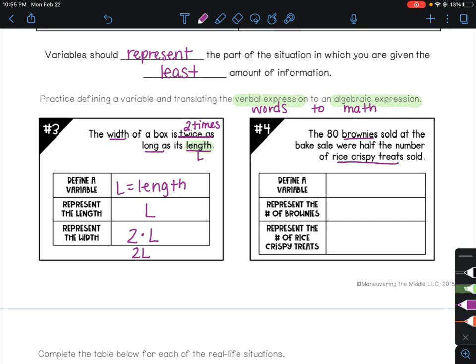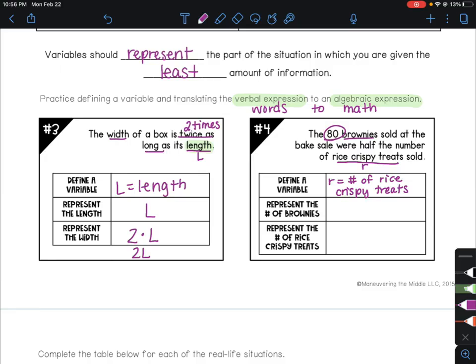Now we need to figure out which one of these two things that we're comparing we know the least about, because that's going to be our variable. So we know that there's 80 brownies. It literally tells us that there's 80 brownies. So let's make our variable stand for the Rice Krispie treats instead, because we don't know anything about that. So we'll say R equals number of Rice Krispie treats.